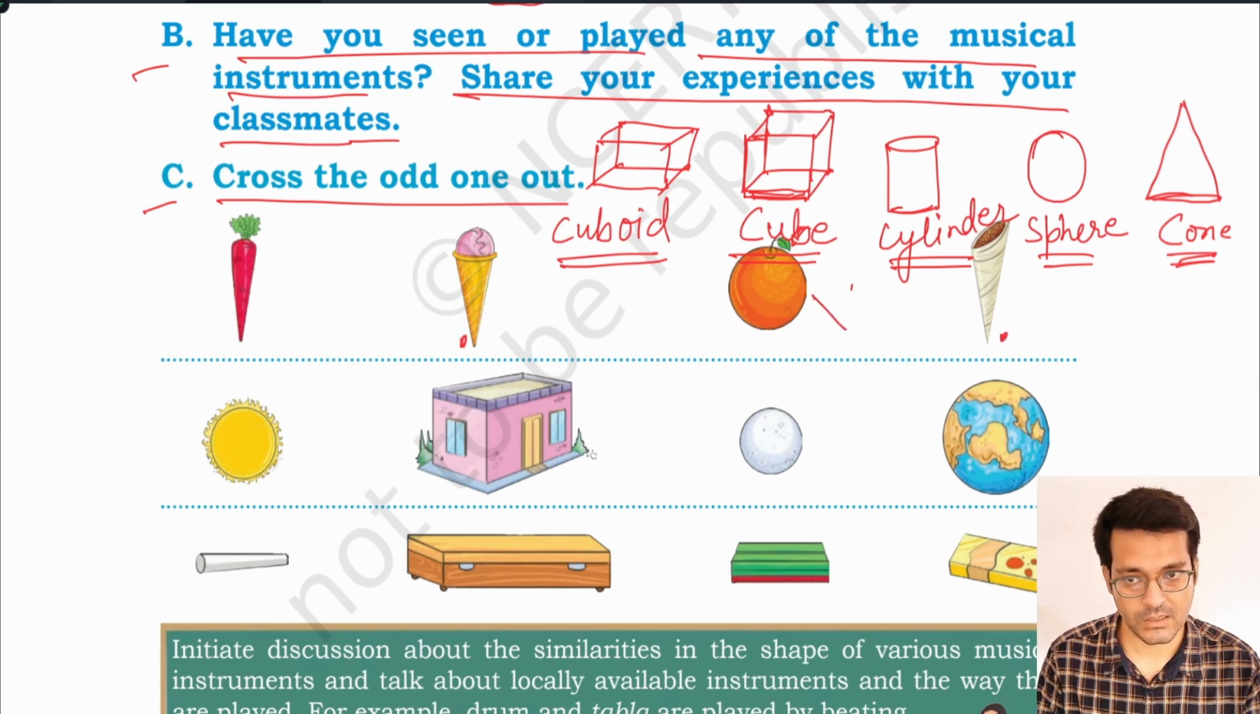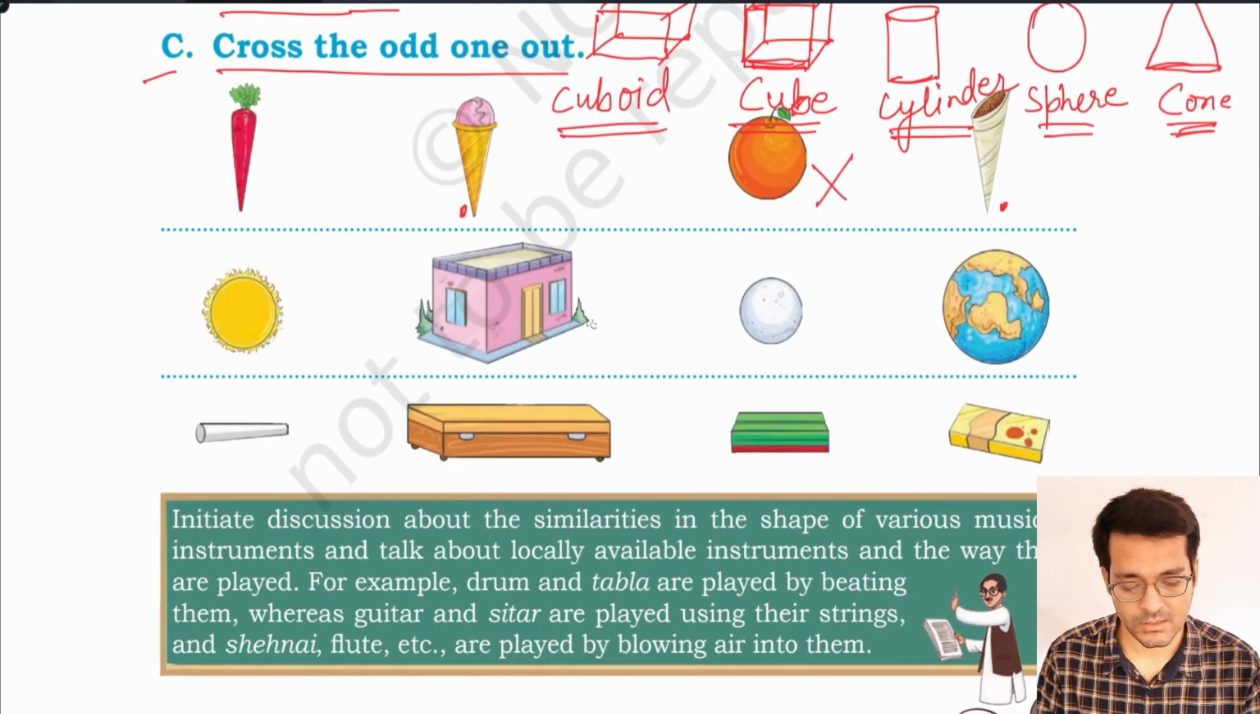Only the thing that is different, that you have to cross out, is this orange that is spherical in shape. Similar to this, the sun has a sphere shape. This moon has a sphere shape. This earth has a sphere shape, or earth is spherical in shape. The only one that is the odd one is this house that is in the shape of cuboid.